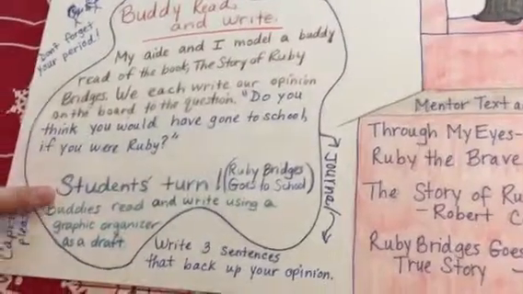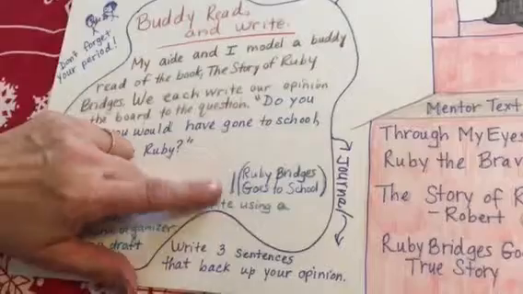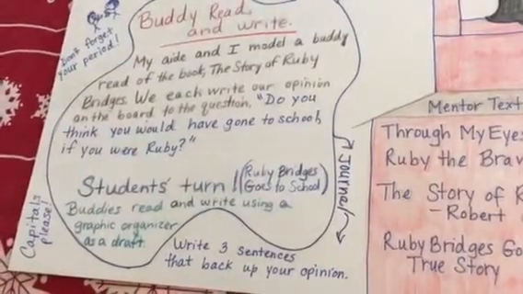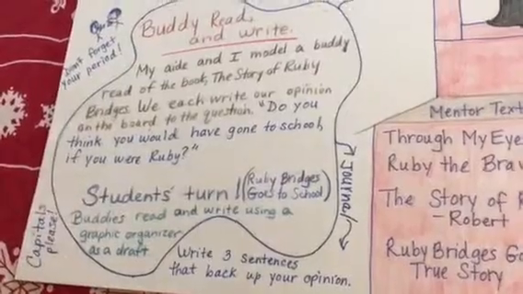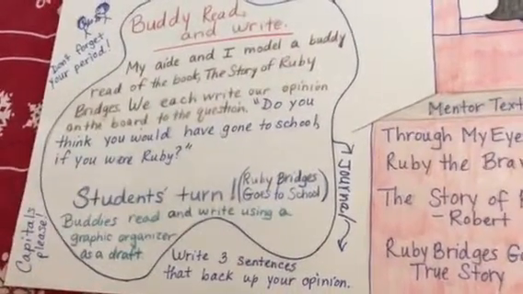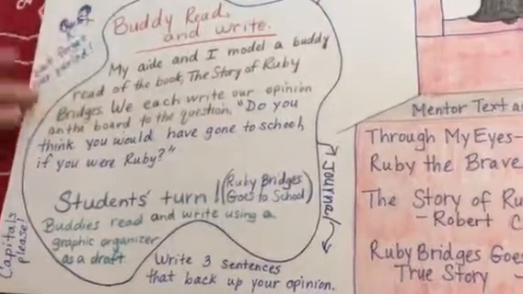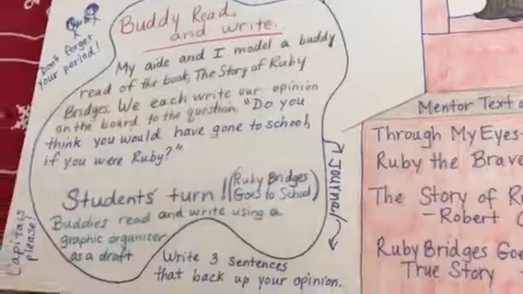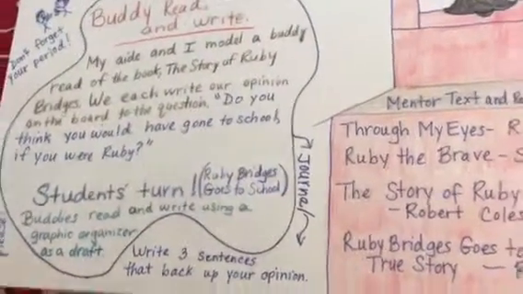And then the students are going to take their turn to write, but they're not going to use this book. They're going to use a book on their level, which is Ruby Bridges Goes to School. So they're going to buddy read, and they're going to work with each other, and they're going to write using a graphic organizer as their draft. And they're going to do things like, I put on the side, don't forget to use your period, capitals, because we have a really hard time with conventions.